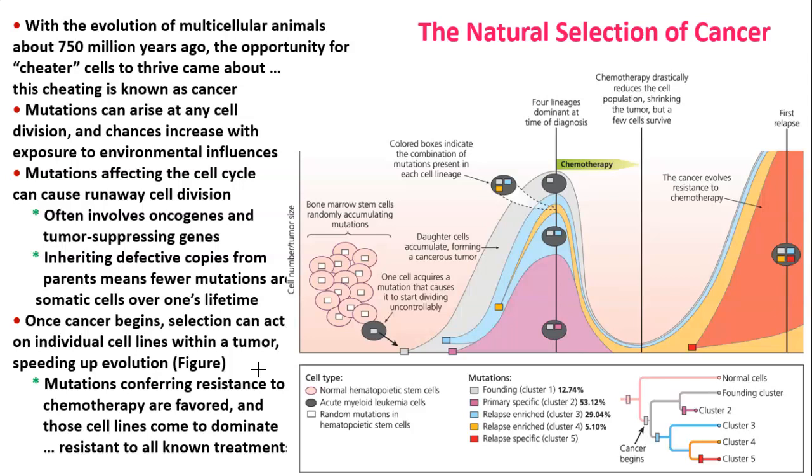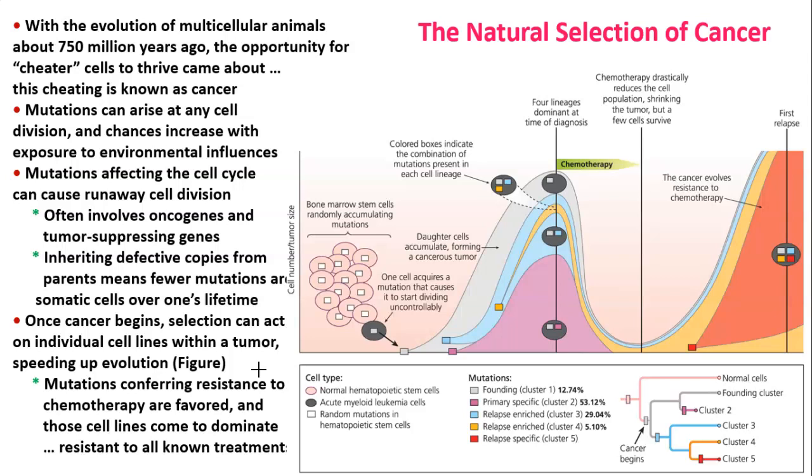If an individual inherits a defective copy already from a parent, then they already have a head start towards potentially getting cancer. That means that fewer mutations are required in one's somatic cells over one's lifetime in order to get the appropriate collection of mutations in multiple genes that can get cancer rolling. So being predisposed genetically, of course, increases the risk quite a bit.